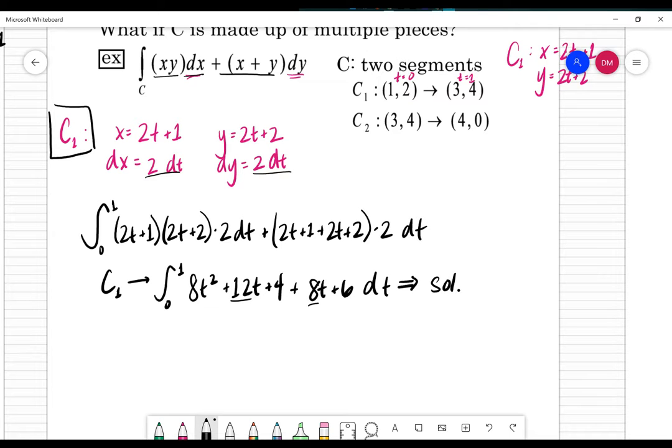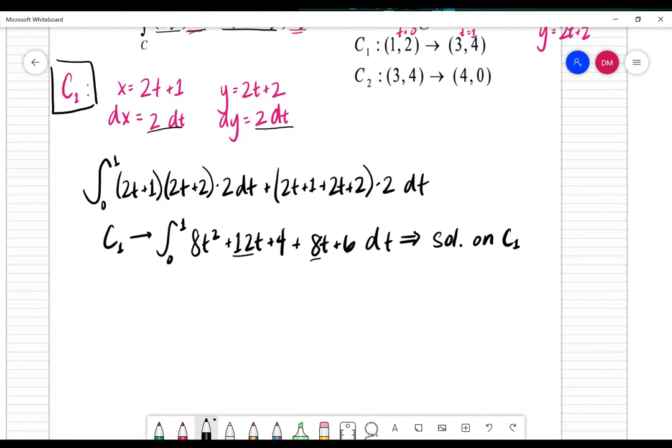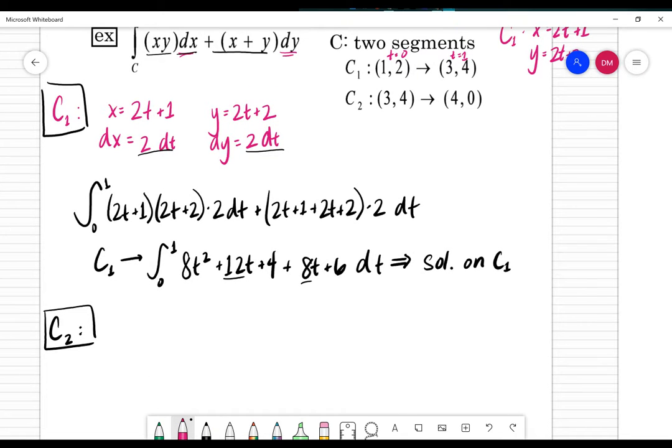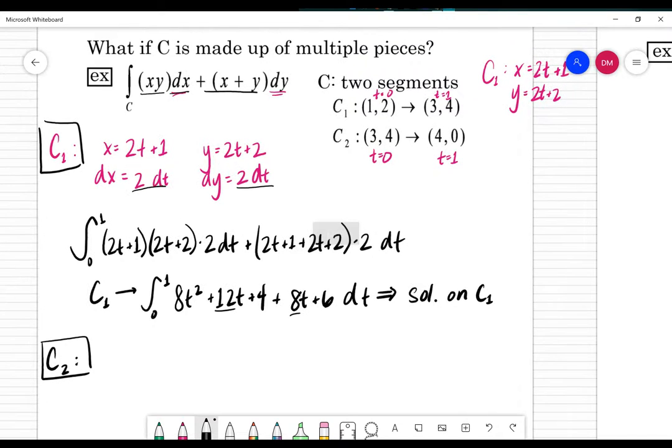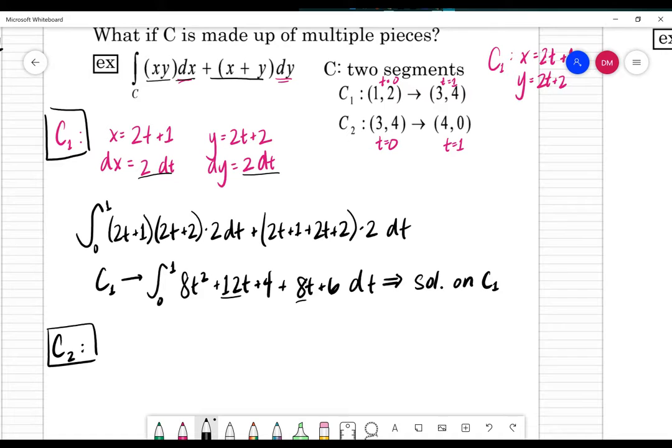So this would be your solution on C1, and then we would go through and do the same thing for C2, okay? So same thing, you would define saying, all right, well, I'm going to start at some t equals 0 for this point, t equals 1 for that point, and go ahead and write the parametric equations and set up that line integral. And you can definitely do that as a little bit of practice here. You can speed through this part of the video if you want. I'm going to go ahead and write out the solution of what I got here for C2.